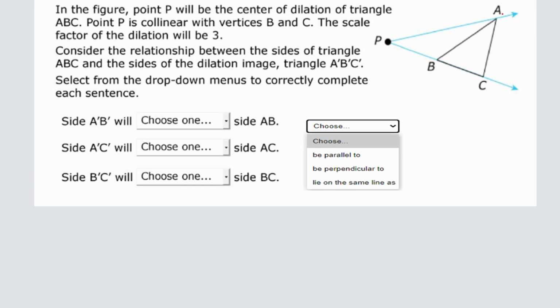So A prime, B prime. If we multiply this by a scale factor of 3, it's going to be blown out in the direction of those arrows. And what's going to happen is it's going to be parallel to. So we could write parallel to. Awesome. And then A prime, C prime will blank side AC. This is going to be the same answer because as we blow it out in that direction, it's also going to be parallel. Once again, parallel to. But our last one is going to be different.